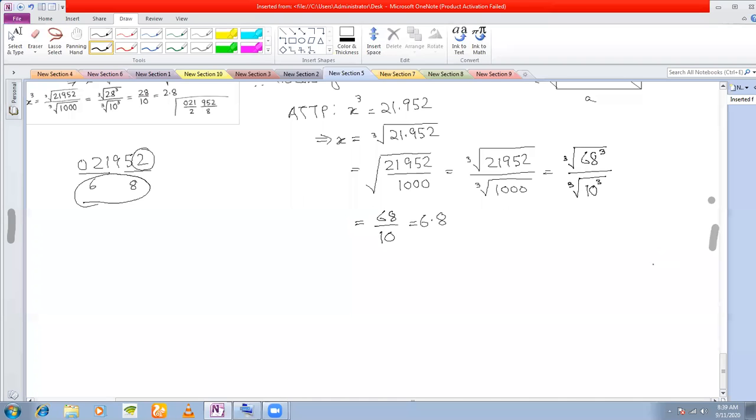So how did we get 6.8? 68 divided by 10 is the cube root of 68 cube divided by 10 cube. Why did we do that? Because I have a cube root of 10 cube here in the denominator. That is why I'm getting a 10 here. So therefore this will be 6.8 meters. So I think that's it for today.